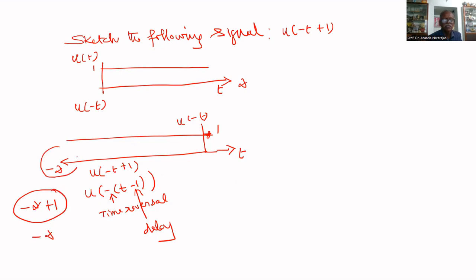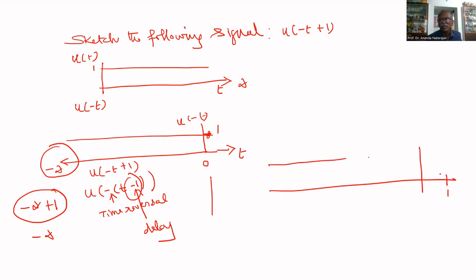That's why there is no change in the initial part. But at the end, it ends at 0. If a signal is delayed, it ends with a delay. Therefore, it will end at 1, not at 0. This minus 1 indicates delay. Therefore, the signal will look like this. This is u of minus t plus 1.